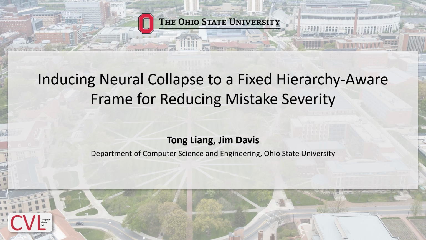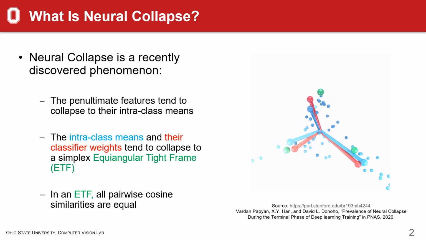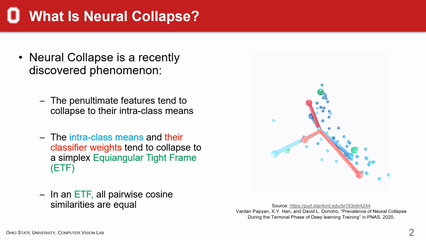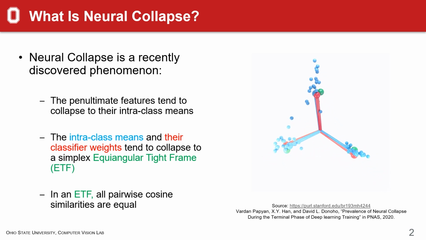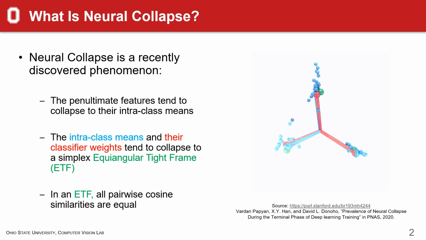Neural collapse is a recently discovered phenomenon such that during training of a network, its penultimate features are collapsing to their intraclass means. Their intraclass means and the associated classifier weights are collapsing to a simplex equiangular tight frame, abbreviated as ETF. Since we observed such collapse would occur, one could fix the classifier at ETF from the start of the training and facilitate the collapse of penultimate features.